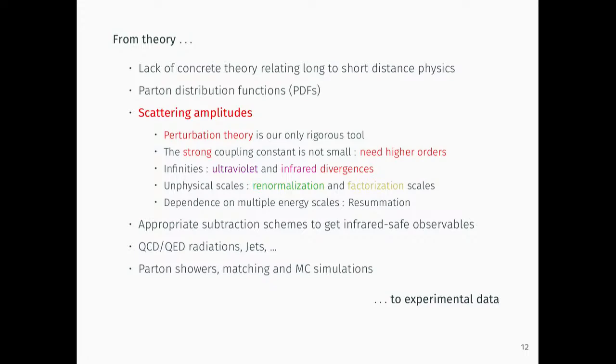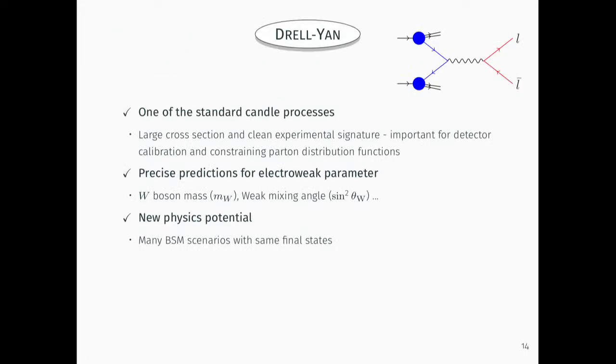So okay, there are lots of complexities involved, but at the moment we can consider only this part. Let's consider a core process. This is one of the standard processes we all learn in our classes, and it also has a large cross section and a very clean experimental signature. So it is very important for calibrating the detectors and also constraining all the PDFs.